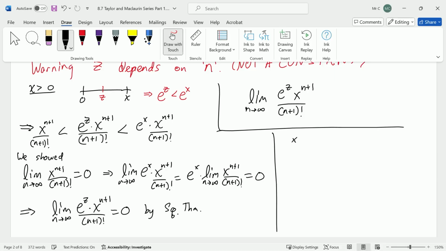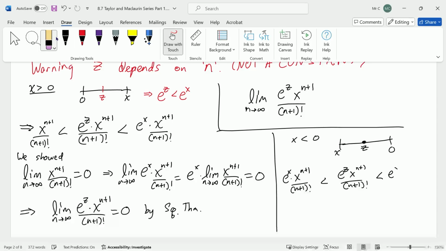And so now I'm going to look at the case when x is less than 0. So if I draw my little number line here, here's 0, here's x, that puts z in between them, but that means then that e to the z is bigger than e to the x. So my inequality changes. It looks like e to the z times x to the n plus 1 over n plus 1 factorial is bigger than e to the x times x to the n plus 1 over n plus 1 factorial, and then on the right-hand side, we just have x to the n plus 1 over n plus 1 factorial.